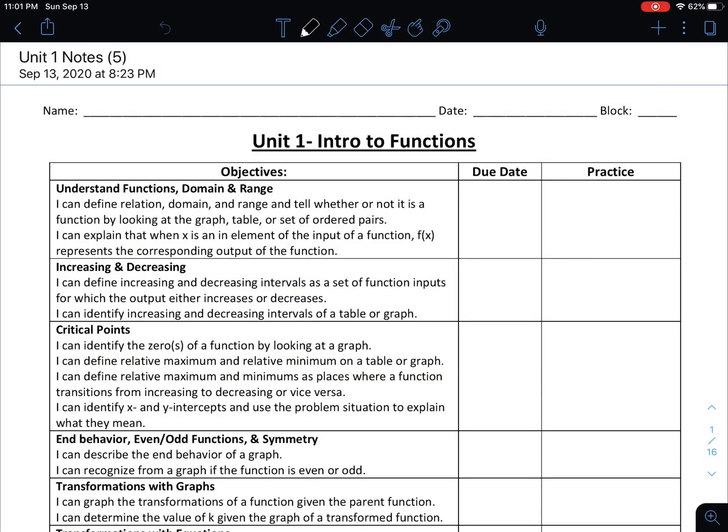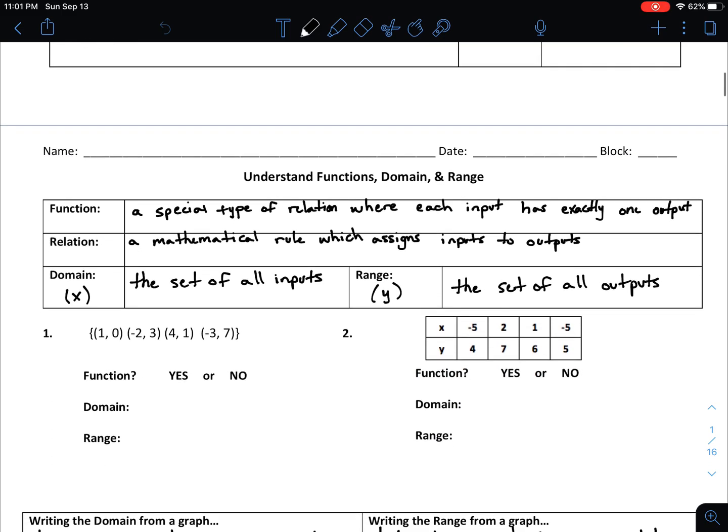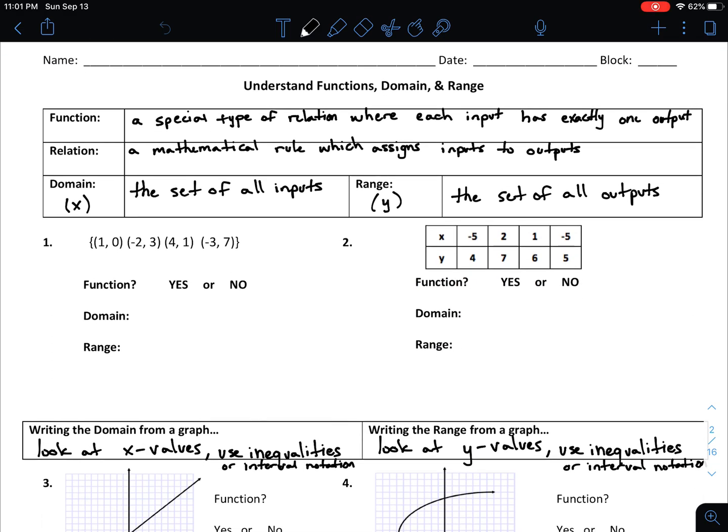All right, so this is the first video for Unit 1, which is our Intro to Functions. The first page of the notes is just an outline of the topics we're going to be discussing. The second page then is where we're going to get started. So in this first video, we're going to learn all about understanding functions, domain, and range.